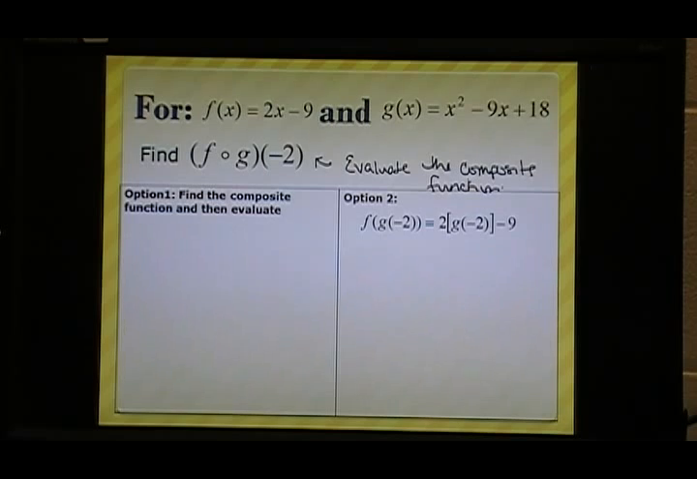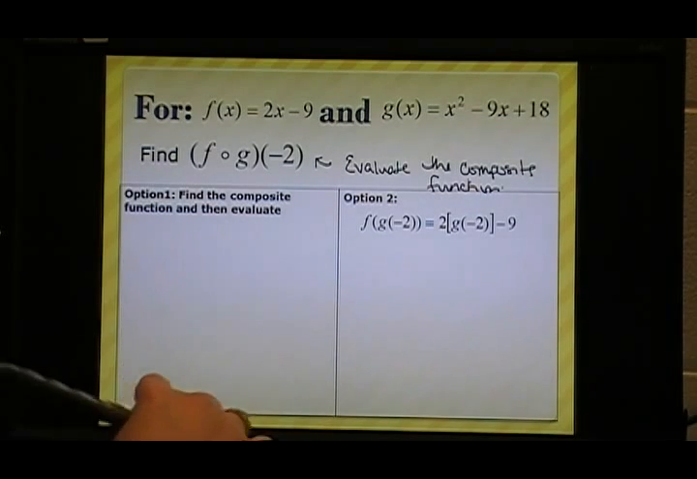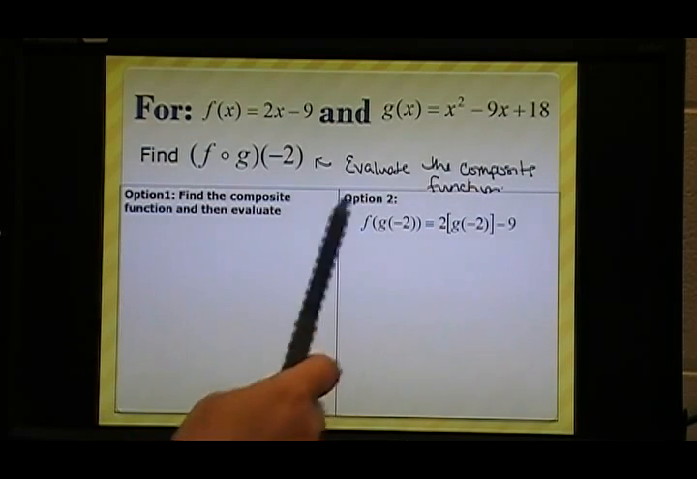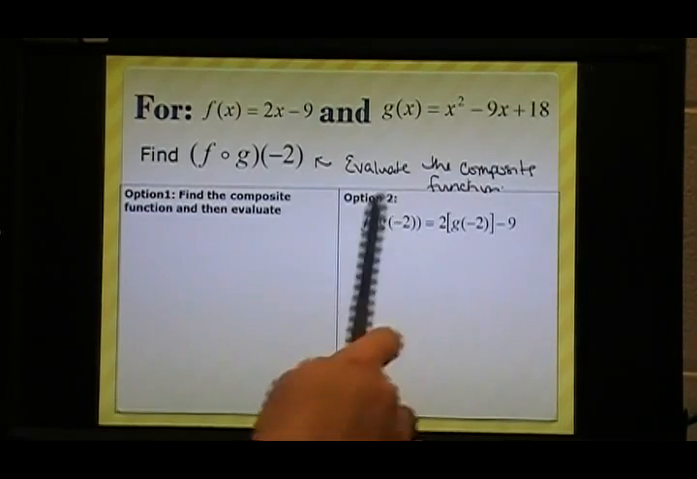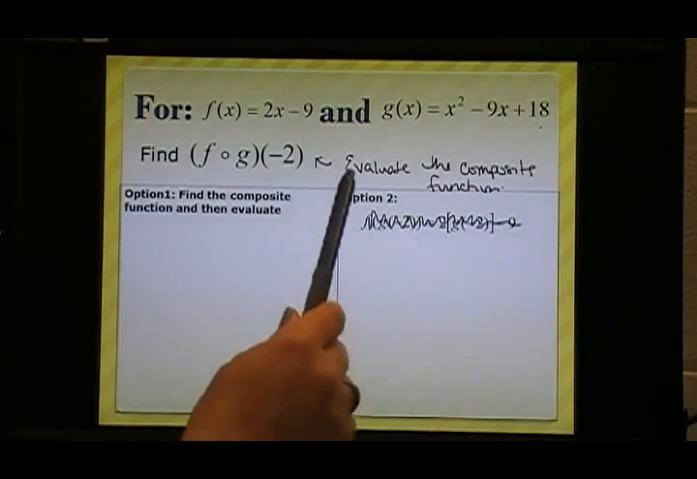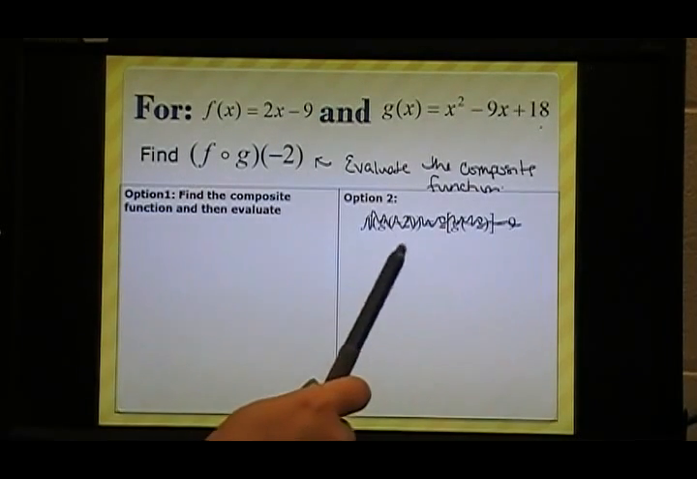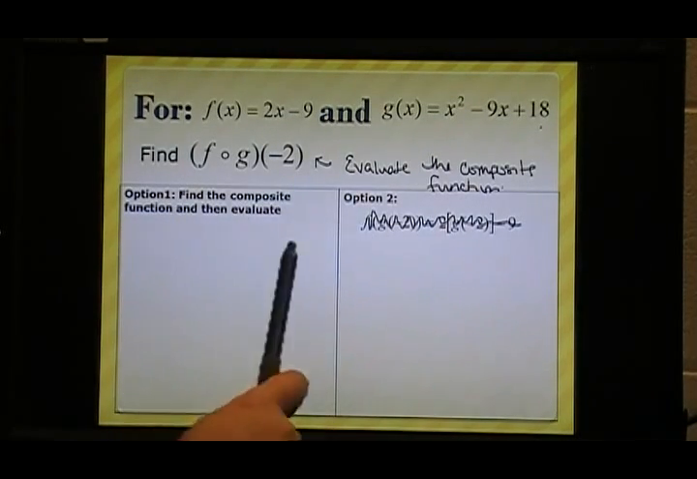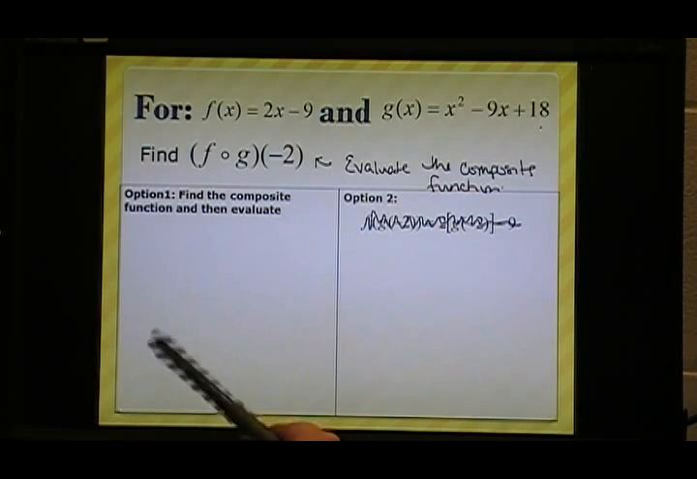Okay? So just like before, we can evaluate option 2, and I'm just going to knock all that out. We can evaluate without ever finding the composite function, but we can also find the composite function first and then do our evaluation. So looking at our first option, the first thing that we would want to do if we're going to use this option is find the composite function.